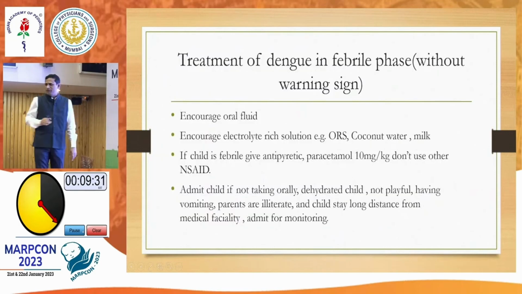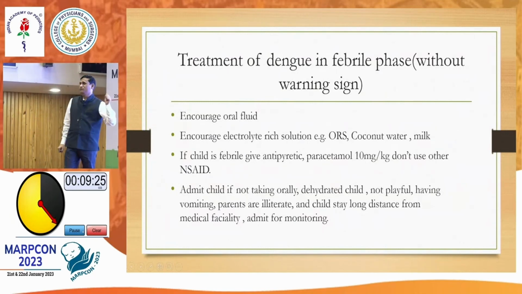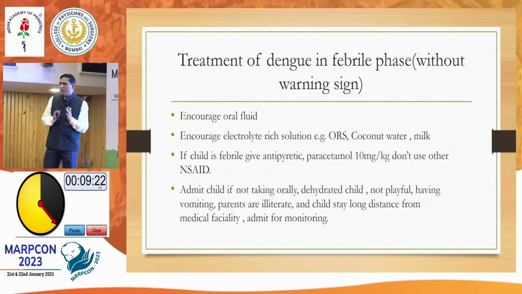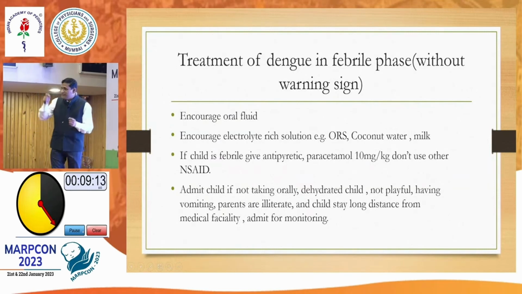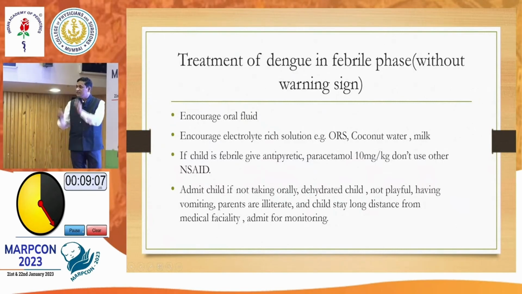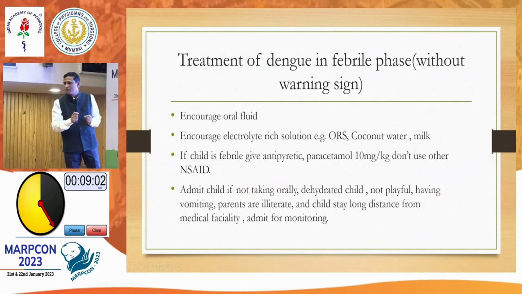Then see the management of dengue fever without warning signs, that is in the febrile phase. You have to encourage oral fluids. You have to give oral fluids rich in electrolytes, that is oral rehydration solution and coconut water. If the child is febrile, you have to give an antipyretic, that is paracetamol only. Dose is 10 mg per kg per dose, that is less than what you routinely use, like 15 mg per kg per dose. There is a possibility of hepatitis in dengue fever.